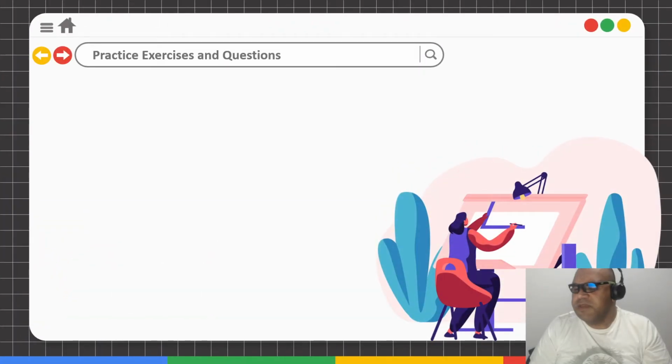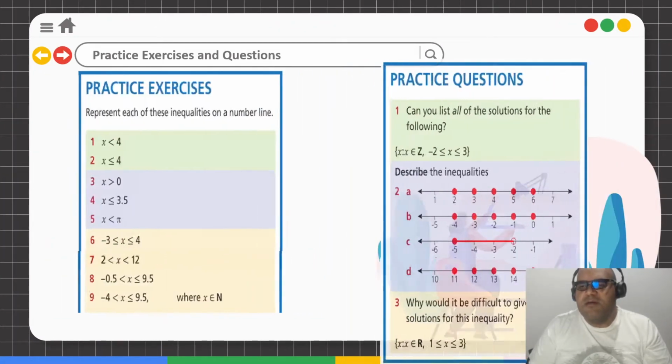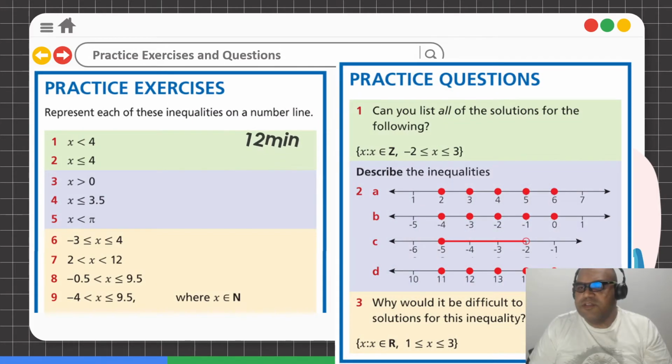Let's practice a little bit now, guys. Now we need more extra time to work. You need 12 minutes. Pause the video and solve this one. In the exercise number one, the first column, you will need to represent each of these inequalities in a number line. Remember to draw the number line and solve it. And in practice number 2, I give you the solutions, okay?